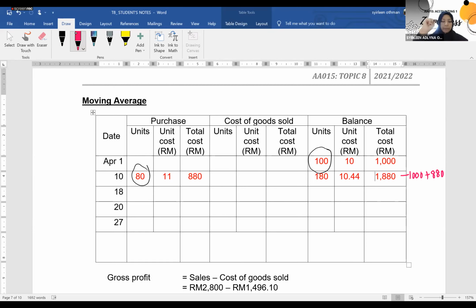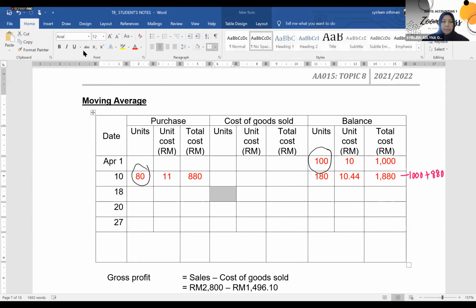Okay, alright. So on the 18th, awak beli 90 unit. Okay, so kita beli 90 unit. Unit cost tak ada beza. Okay, sebab dia hanya berubah, purata RM10.44 ni hanya berubah sekiranya ada stok baru. Bila ada stok baru, then only you will recalculate the average. Average akan berubah bila ada stok baru lah. Tapi bila kita jual, kita tak akan tukar harga lah. Tak adil lah. Sebab dia masih pada stok yang sama.